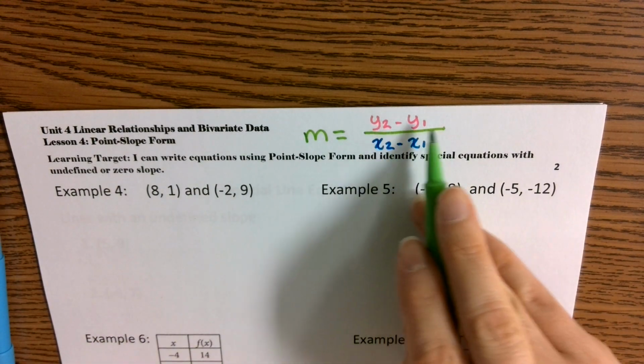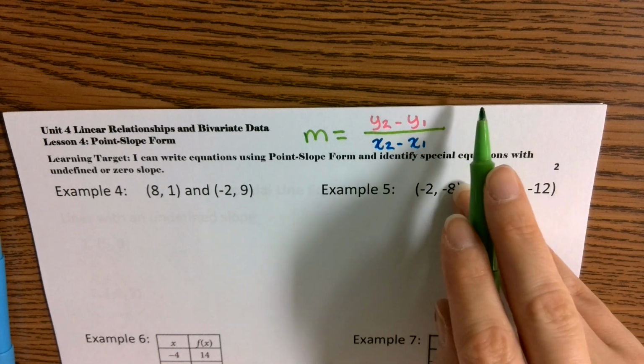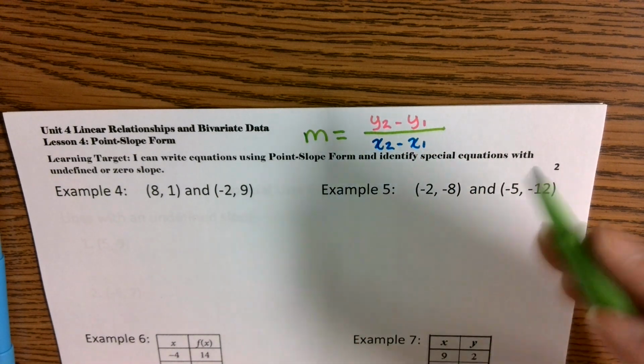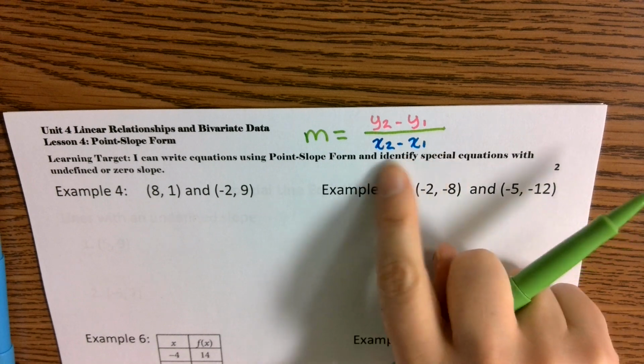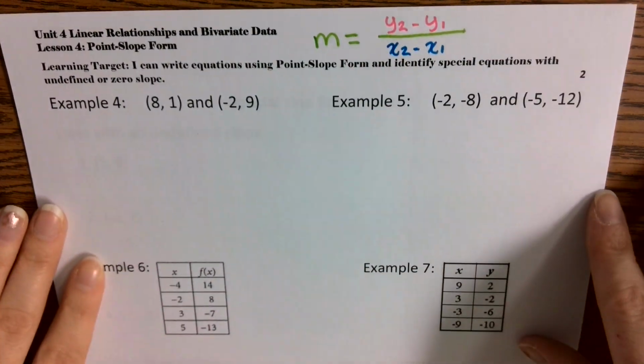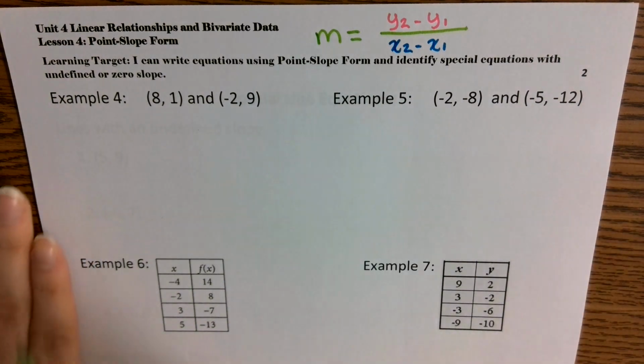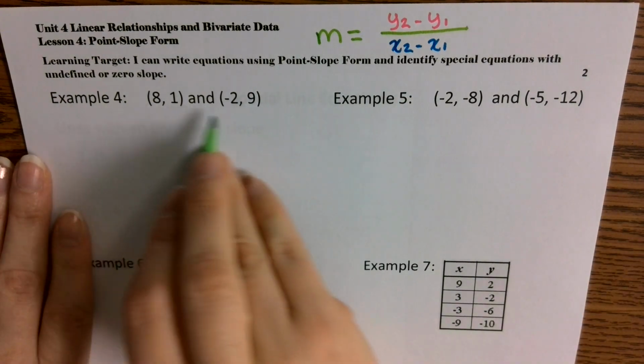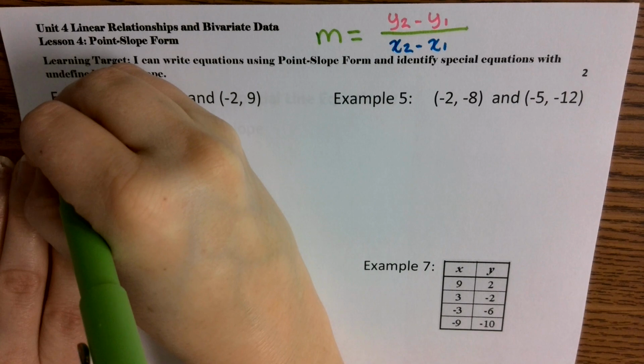Again, the reason it's y2 minus y1 on top is because that represents your rise. Your y goes up and down. Your x is your run, so that's why it goes on the bottom, rise over run. Okay, so looking here, the first thing that I want to do is use these points and find my slope.